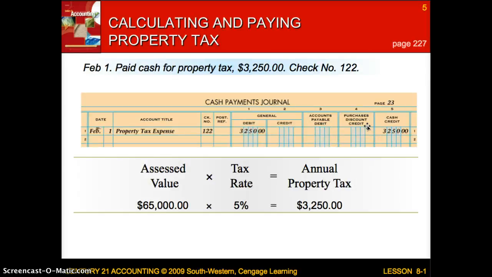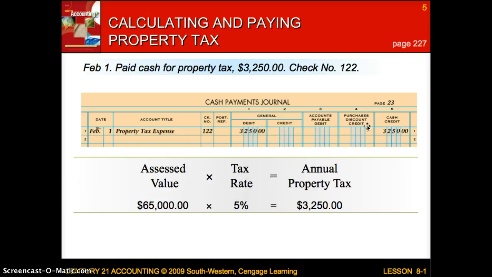Calculating and paying property tax. There are two types of tax, real and personal. Land and anything attached to it is called real property. Real property is sometimes referred to as real estate. All property that is not classified as real property is considered personal property. So we are just going to talk about this as our property tax expense.